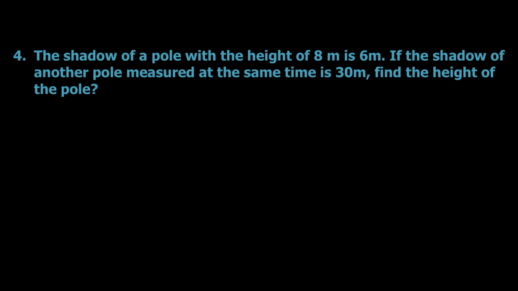Sum number 4. The shadow of a pole with a height of 8 meters is 6 meters. Okay, we have to be very careful what is 8 and what is 6. The shadow is 6 and the height of the pole is 8. If the shadow of another pole measured at the same time is 30 meters, find the height of the pole. So what is on the right side? Height of the pole, because that is what we need to find. And shadow is going to be on the left side. 6 meters is the shadow and the height of the pole is 8.